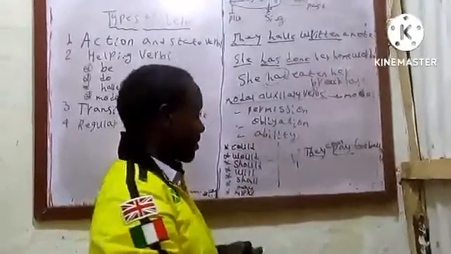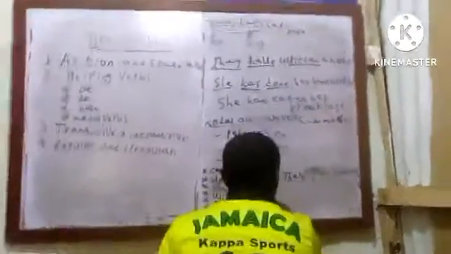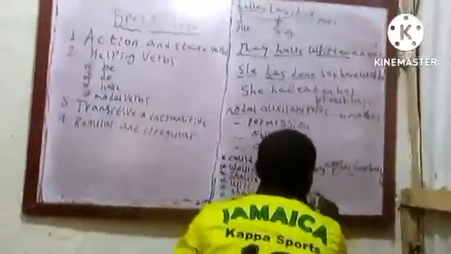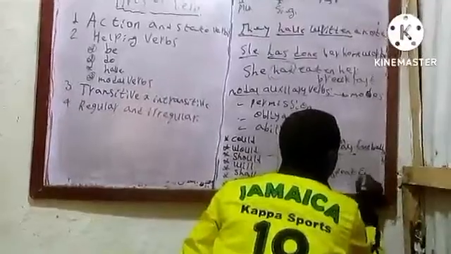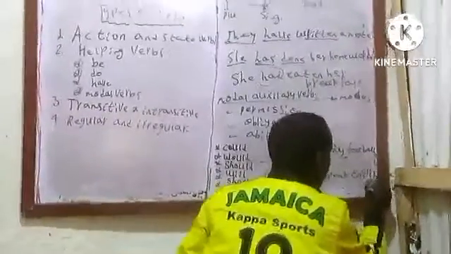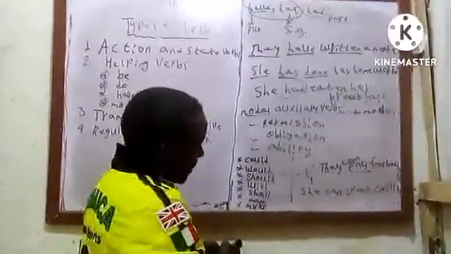After modal auxiliary verbs, use the root form of the verb, or verb one as it is. For instance, if I say: she can speak English. Alright? She can speak English. Look, here the subject is singular.